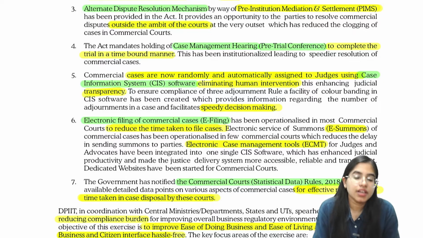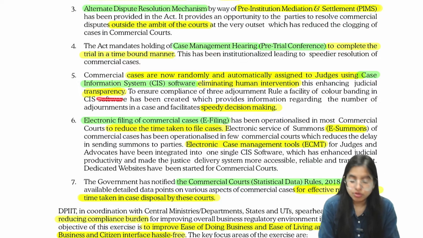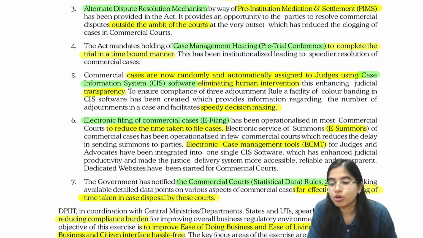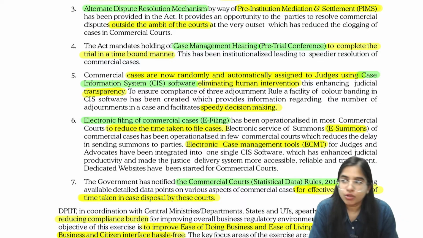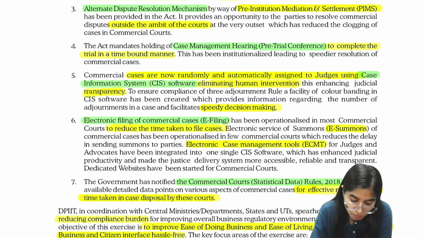You can electronically decide which cases to hear today, which will help in speedy decision making and promote transparency. Like, if you want to know the details about your case, you can just log into this website and know the details. It will help in improving transparency and speedy decision making. So nowadays, commercial cases are randomly and automatically assigned to judges using CIS software.